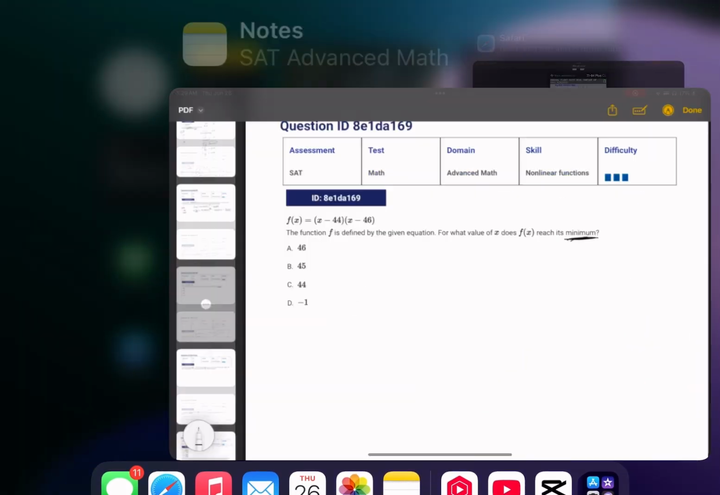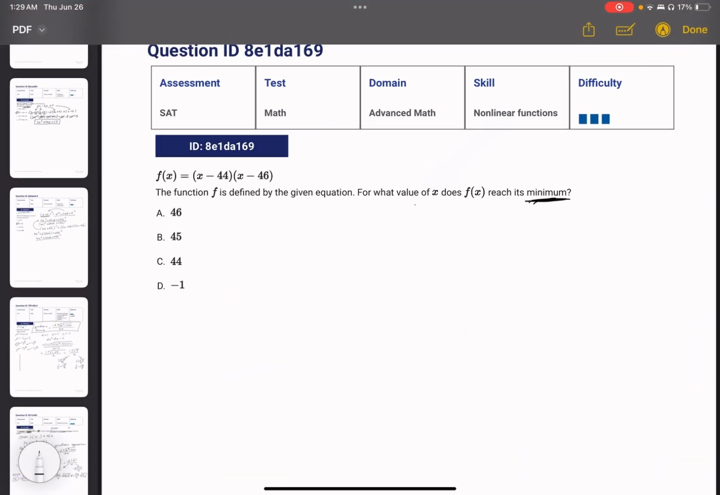So it says, where does the minimum occur, for what value of x? So we're looking at the x value, 45. Don't pick that -1. That -1 is a trap. Be careful with that because that's the y value. That's the value of the minimum, not where the minimum occurs. Be very careful with how these questions are worded.